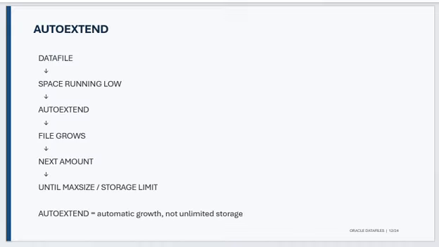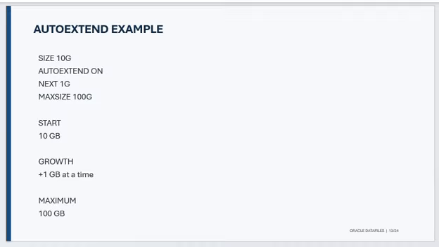For example, conceptually, the initial size is 10 GB, autoextend is on, next 1 GB, and it can grow up to a maximum of 100 GB. This means that the file starts at 10 GB and can grow in increments of 1 GB until it reaches 100 GB of storage space. But there is one extremely important point. Autoextend does not create storage from nowhere. The ultimate limit is the disk volume where the data physically resides.